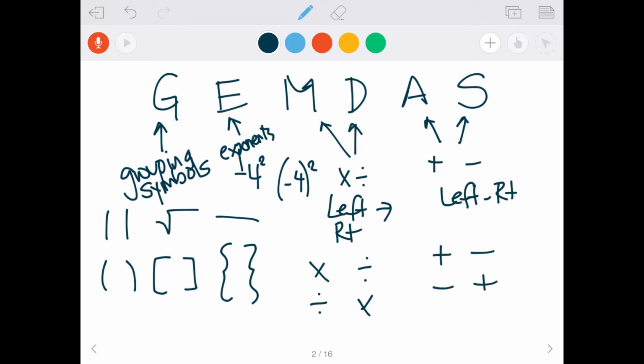The problems that you're going to see on your activities this week are not terribly complicated, so I'm not going to run through examples with you. I'm pretty sure that when you see them, you're going to be able to do them. I just wanted to give you a quick review of GEMDAS.